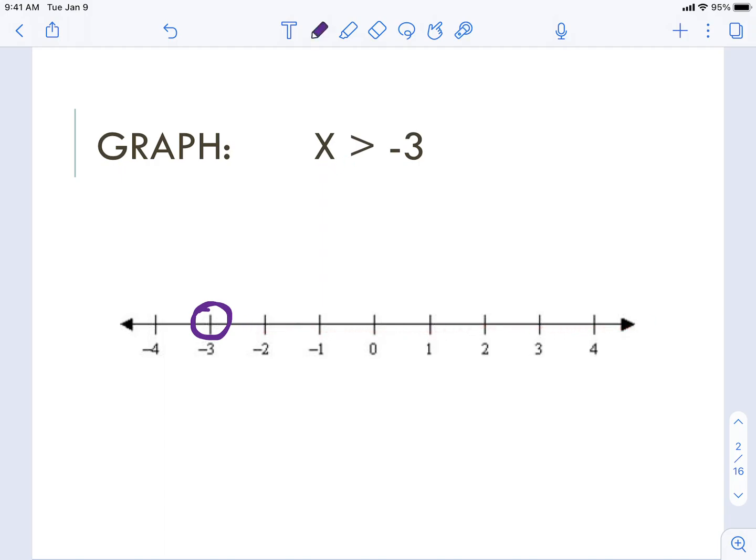Also, if we rewrite this sometimes, we've got negative 3 here. If I switch this around so that the alligator is always pointing to the right, that kind of shows me which direction x is going to be if I rewrite this underneath. And so I can shade to the greater than side.